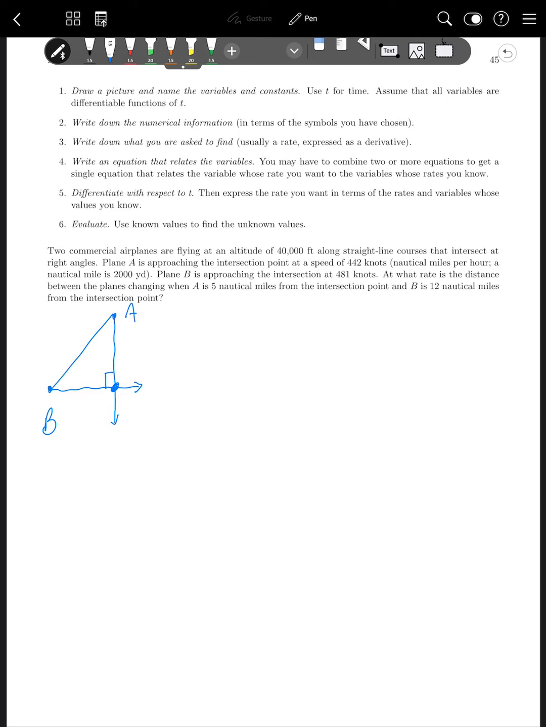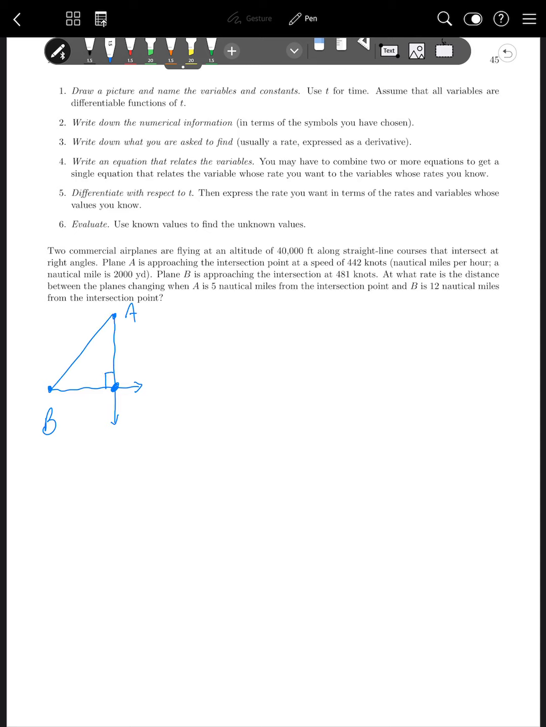So we've got the distance A is from the intersection point. We've got the distance B that plane B is from the intersection point. And then we've also got distance, let's call it C, which is the distance between the two planes. So this gives us a way that those planes are related to each other, and that can be our formula. Using the Pythagorean Theorem, a squared plus b squared equals c squared.